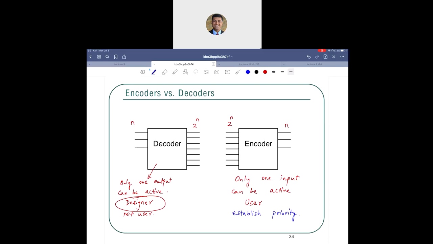So we would need to establish some sort of priority to back up the user's mistakes, to compensate for user mistakes. But it's the user's responsibility to make sure that only one input is active at any given time. So we will start with a basic encoder. And then we will move to a priority encoder. In basic encoder, we are assuming that user makes no mistake. And in the priority encoder, we are covering for some user mistakes.